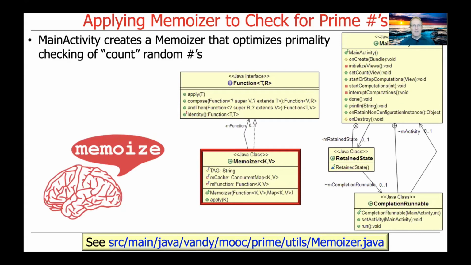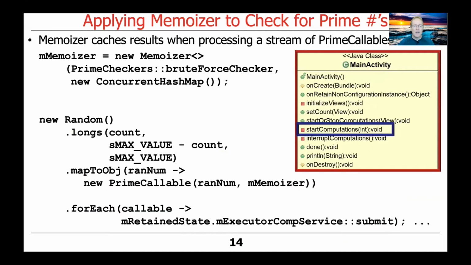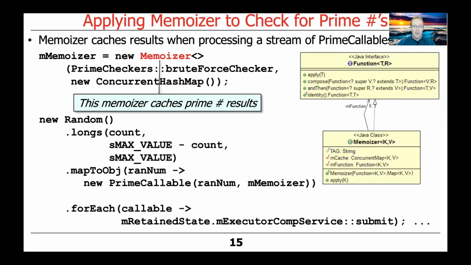The main activity of this program will create a Memoizer that will be used to optimize the prime number checking of count random numbers. And here's kind of what this looks like. So you can see when someone clicks the start button to start the computations, as part of the initialization in the main activity, that will make a new Memoizer.